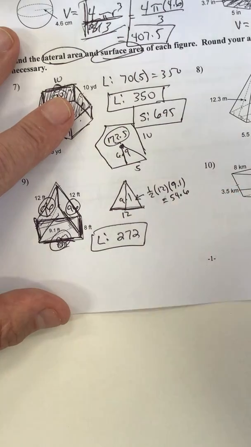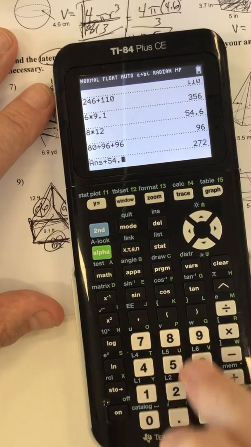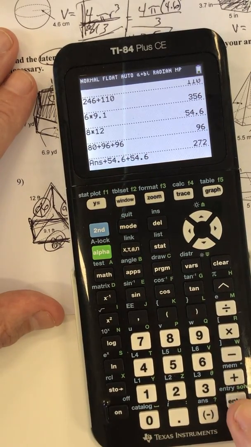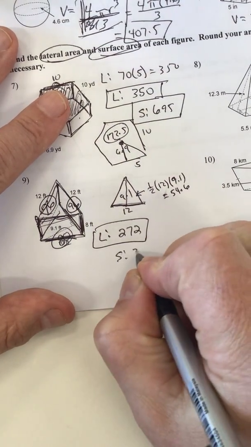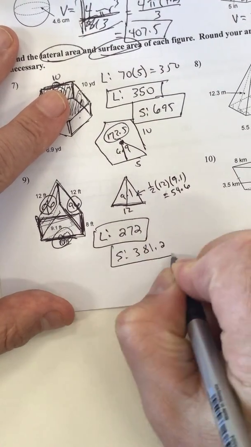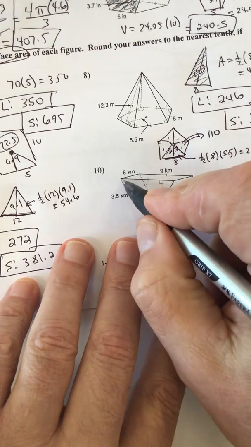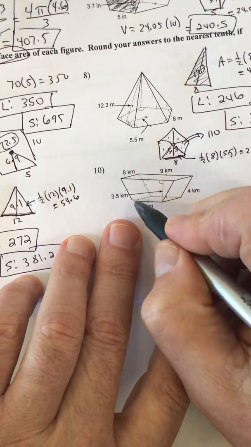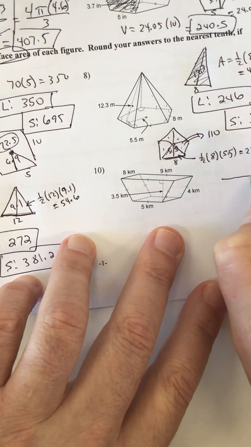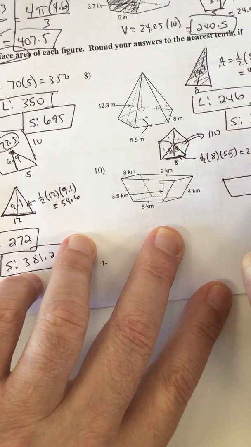Now I'll add the top lid of 54.6 and the bottom lid of 54.6. That makes the surface area 381.2. Okay, and how about I get, so the sides are going to be these rectangles again, and then the top and bottom will be this trapezoid. So I think it's easier if I get the trapezoid first like I did on that last one, and then I can get the rectangles after that.